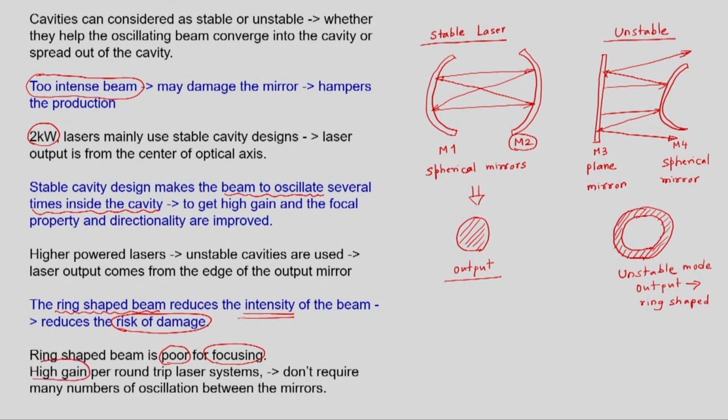However, we can get the high gain per round trip of the laser oscillation. The unstable mode does not require several oscillations between the mirrors. For high density power in a stable laser, we must have several oscillations inside the cavity. And this we have already seen: the stable mode is suitable for less than 2 kilowatt, and the unstable mode for more than 2 kilowatt.